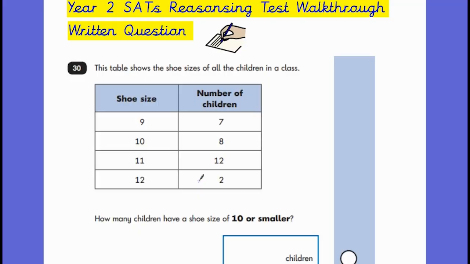Question 30. This table shows the shoe size of all the children in the class. 9, 10, 11, 12, and the number of children. How many children have a shoe size of 10 or smaller? So we're looking at shoe size of 10 and shoe size of 9. So they're interpreting data here from a table. So we know that there's 8 children who have a size 10, okay, and there's 7 children who have a size 9. So how many have a 10 or smaller? It should be 8 add 7, and if they can count on in their head, the answer would be 15.